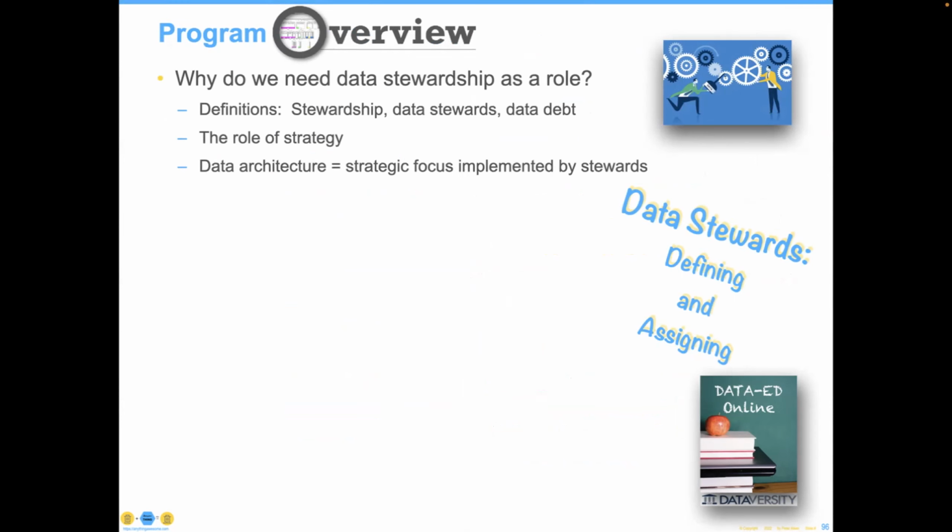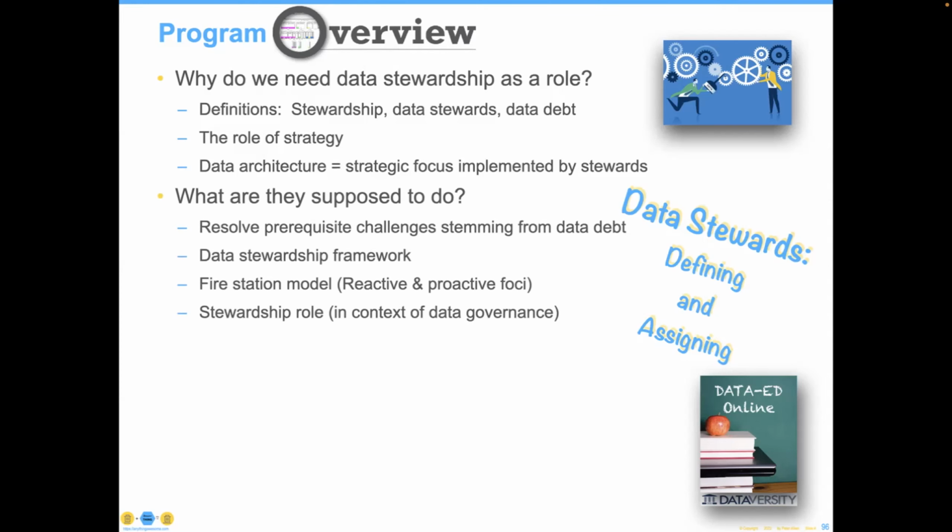Well, first of all, we've talked about stewardship as a role here, again given some very solid and hopefully grounded definitions of stewards and data debt in particular. Understanding that stewards are the implementers of strategy. After all, who else is going to do it? They're going to help shape that strategy from the business perspective, and they're going to do it through use of architectural components as they work for it. What are they supposed to do? Well, they're going to resolve challenges that stem from data debt. They're going to be stuck with fixing problems. They're also going to be charged with making improvements, proactive and reactive.